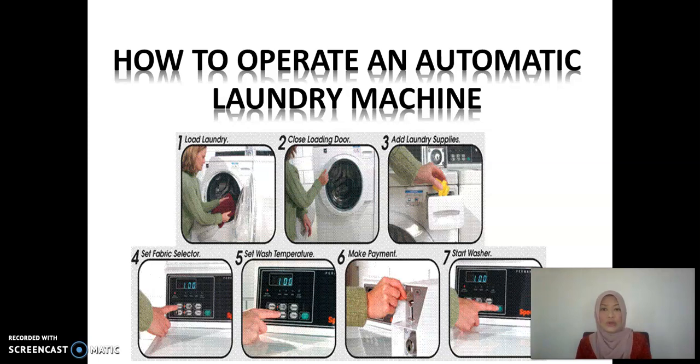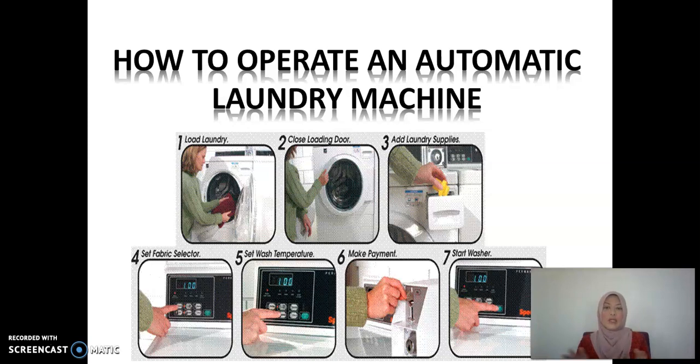First, you need to load your laundry. Second, you need to close the loading door. Third, you need to add your detergent. Fourth, you need to set the fabric selector. Fifth, you need to set the temperature. Sixth, you make payment. And finally, you can start your washer.